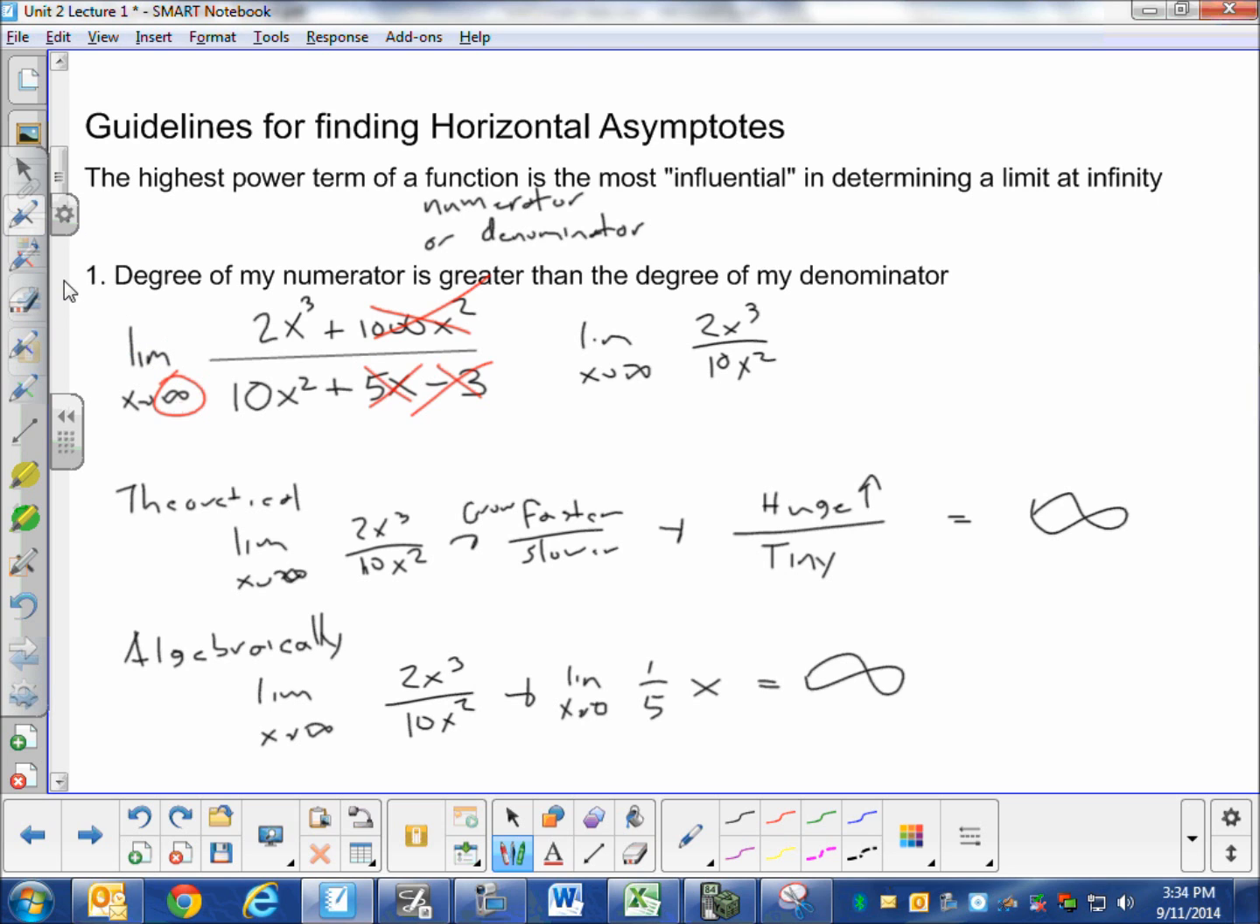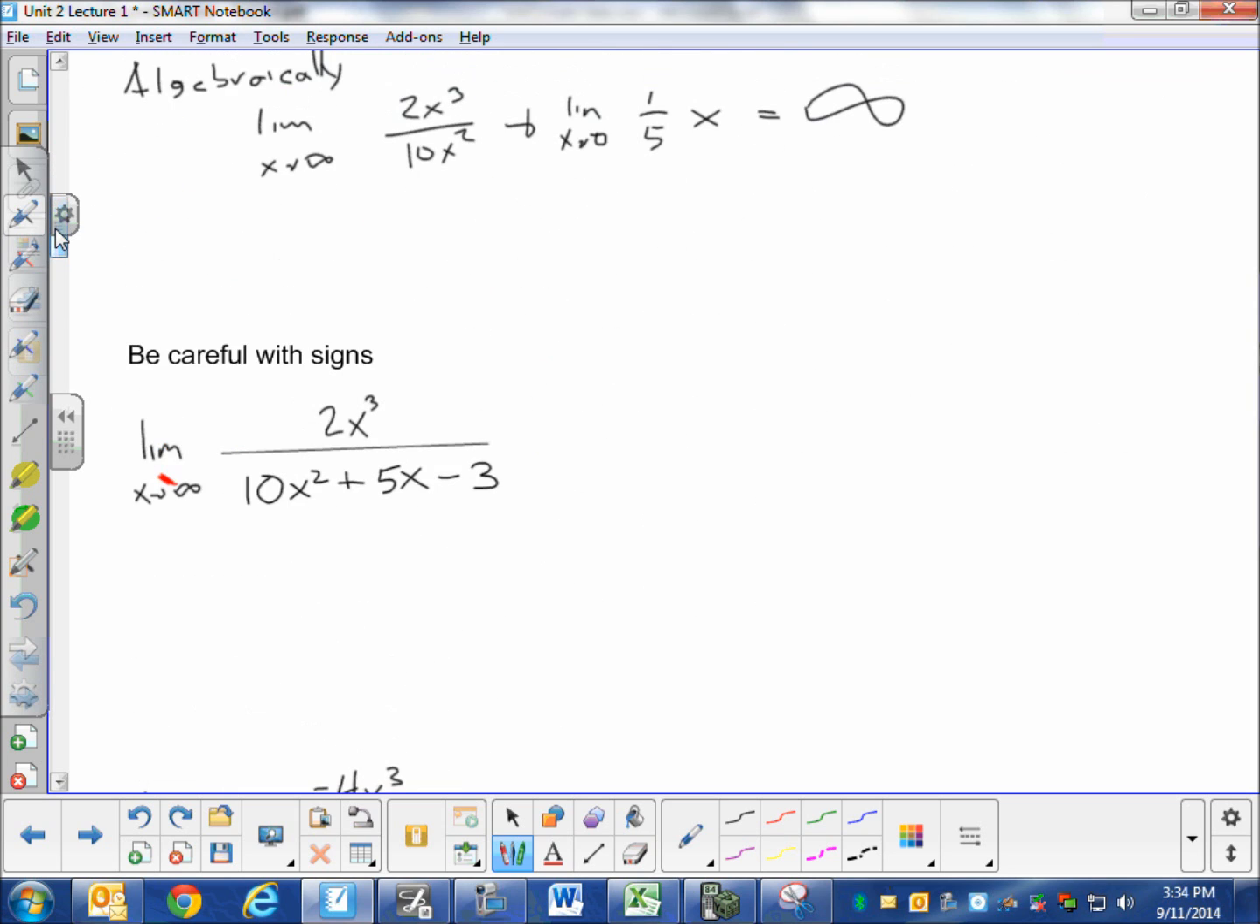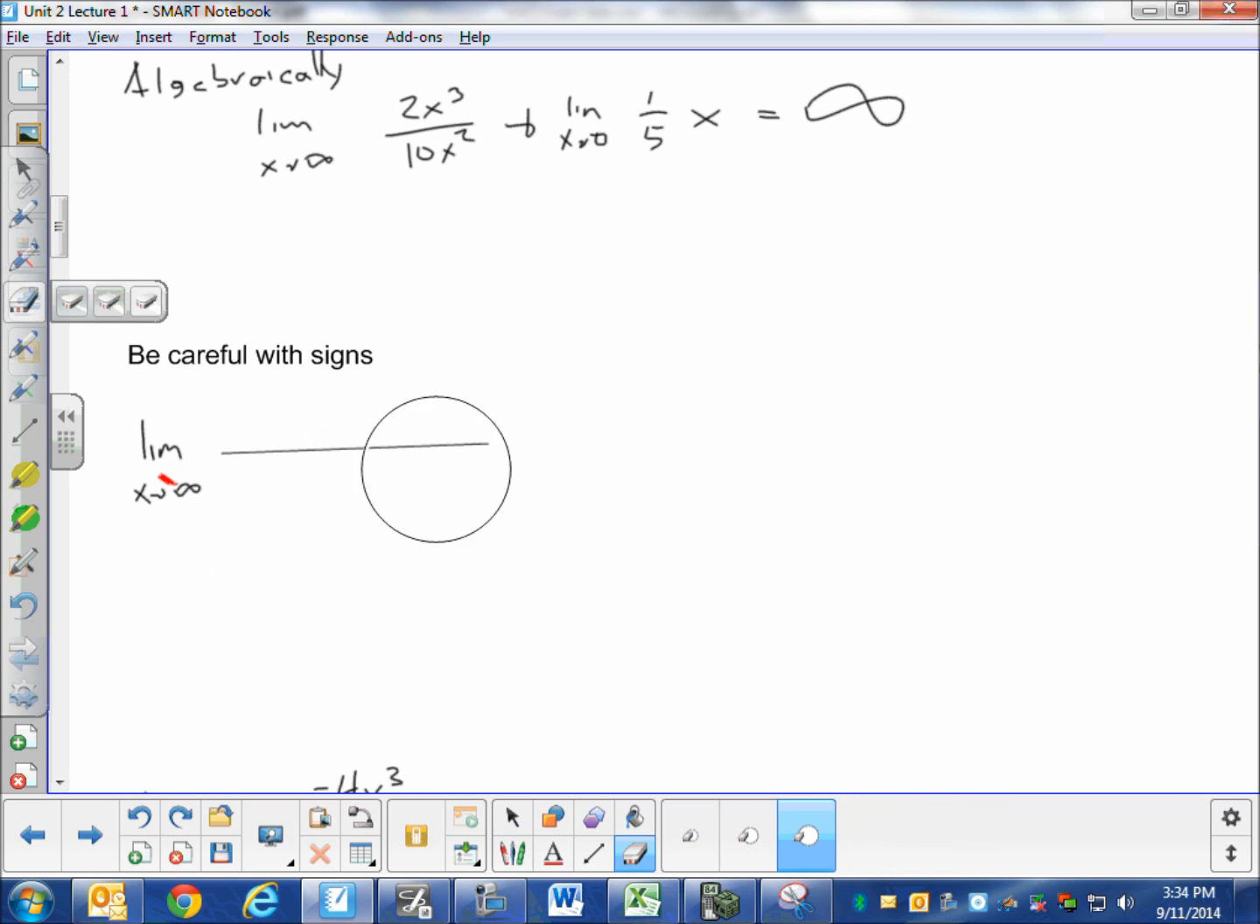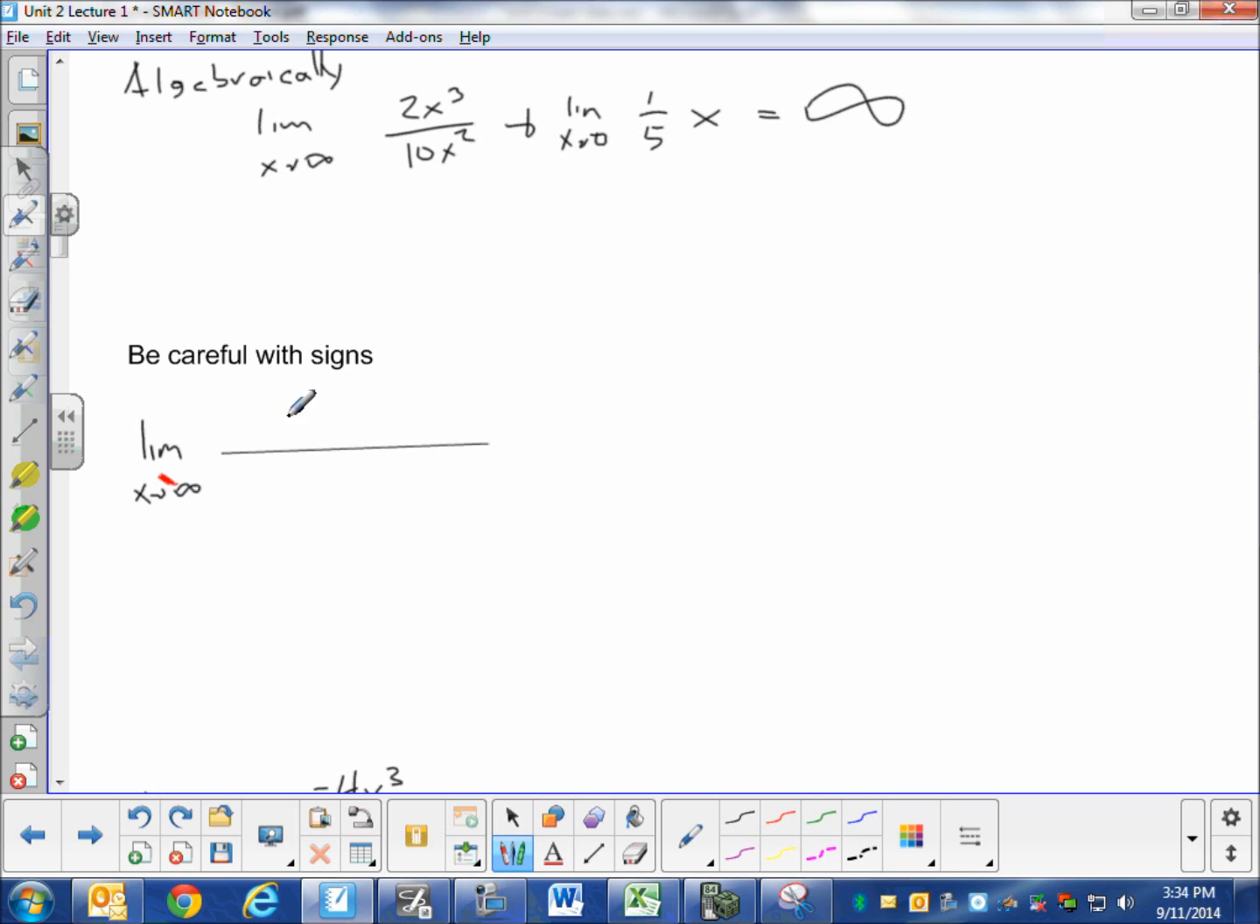That's guideline number 1. Now, do whatever you want to do for this guy. I'm going to change it a little bit. Let's make this 4x cubed minus 2x over 1000x squared plus 50. This is the limit as x approaches negative infinity. Go figure that out.